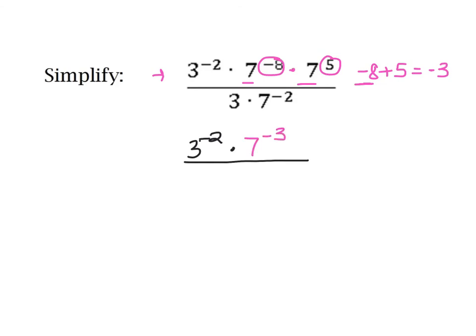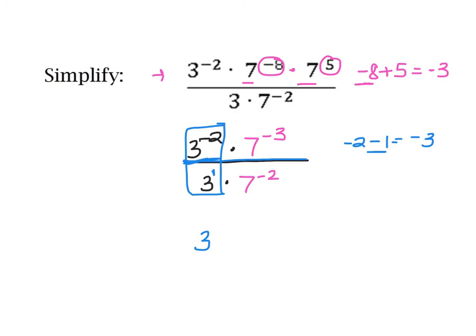I can't combine anything at the bottom, so I'm just going to rewrite it. Now, since I'm dividing everything with like bases, I can go ahead and subtract. Remember, this 3 really has an invisible 1. So I get 3 to the, and again, if I'm dividing, I subtract negative 2 minus 1. This is going to give me a negative 3. So you got to know your negatives. If I'm at negative 2 and I take more away, I'm at negative 3. So this is 3 to the negative 3rd power.